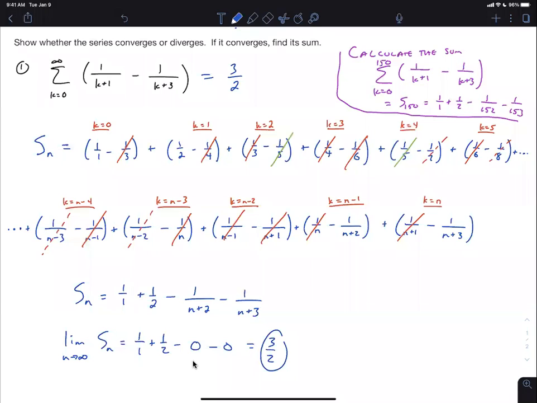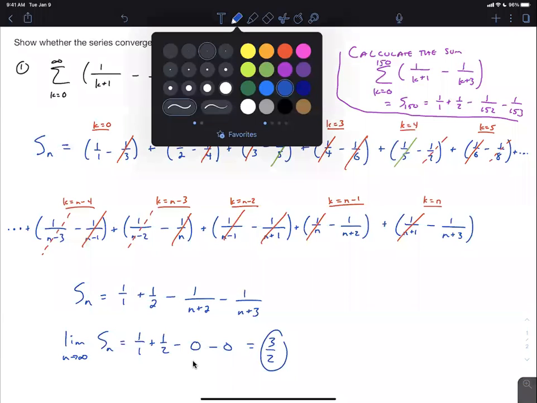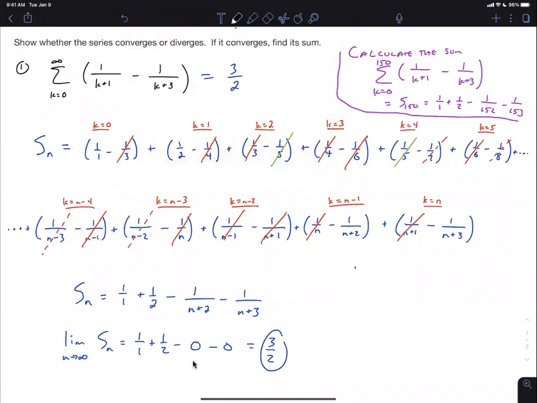A couple comments. One is, this is an example of what's called a telescoping or collapsing series. So this is a telescopic series. The idea is that it collapses down like an old telescope would. All of these middle terms cancel out and you're left with some stuff at the beginning and some stuff at the end.